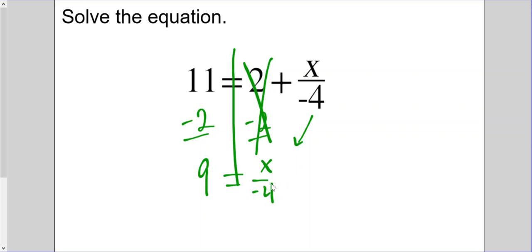Now I want to cancel out this dividing by -4. So I'm going to multiply by that exact same number. I don't change the sign here, so here I'm changing the sign. That's because a positive 2 plus a -2 cancels out completely. If I think about canceling out a multiplication or division, I want to use the exact same number.